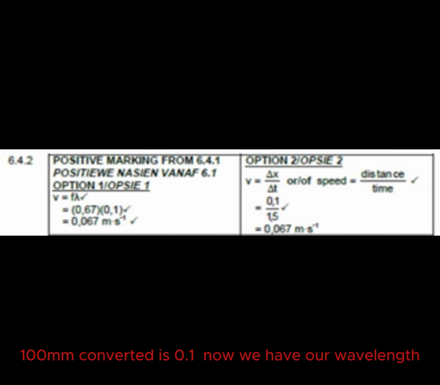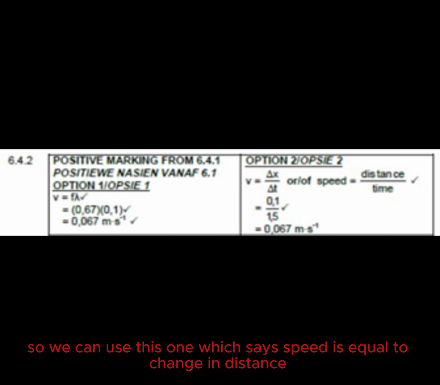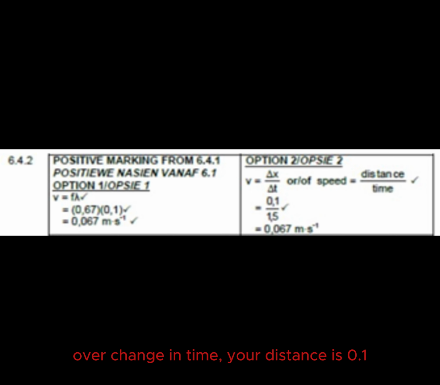Now we have got our frequency and our wavelength. So the speed is equal to frequency times wavelength, which is 0.67 times 0.1. Remember, we use the size of one complete wavelength, so it gives us 0.067 meters per second. Or we can use this one, which says speed is equal to change in distance over change in time. Your distance, if you check on the diagram, is 0.1, and your change in time is 1.5, which is also going to give you the same answer, which is 0.067 meters per second.